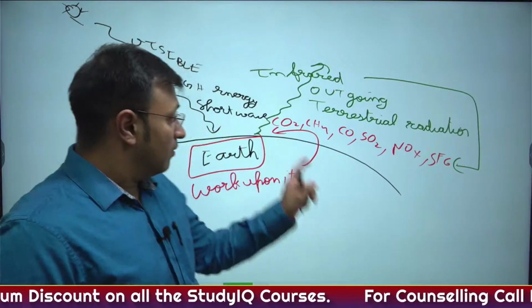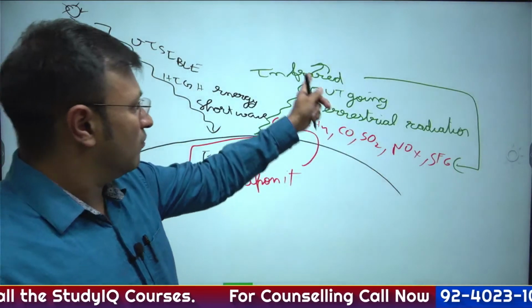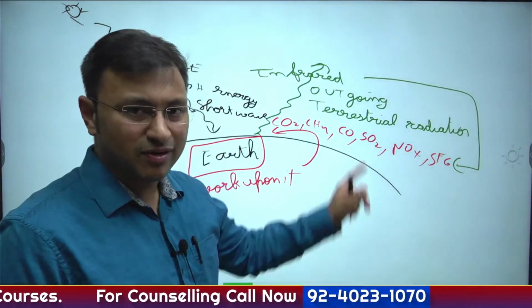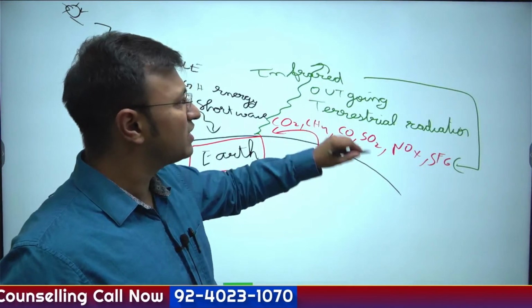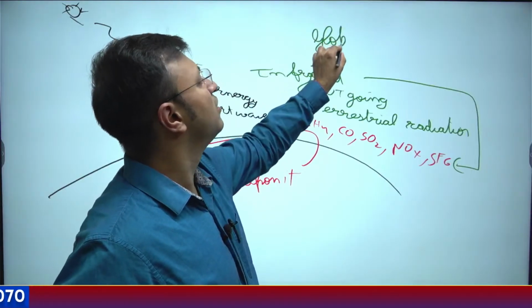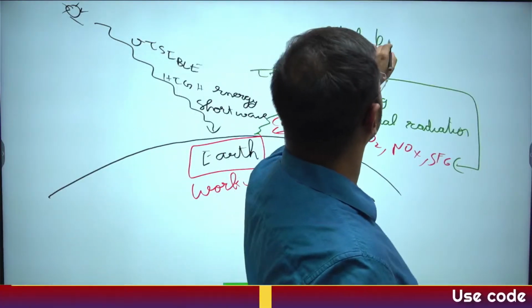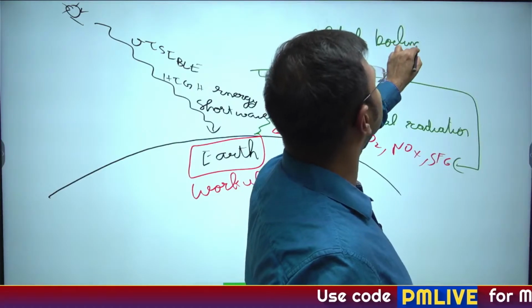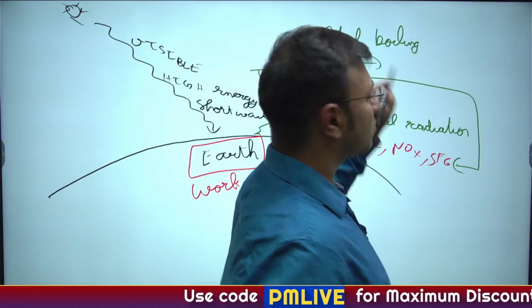So the more gases we emit, the more the heat is trapped by these greenhouse gases and substances. The more the heat traps, the more will be global boiling, and more the global boiling. Now the question comes here.